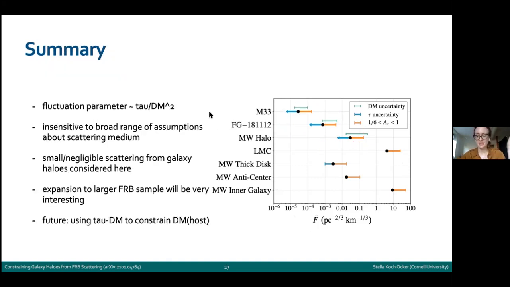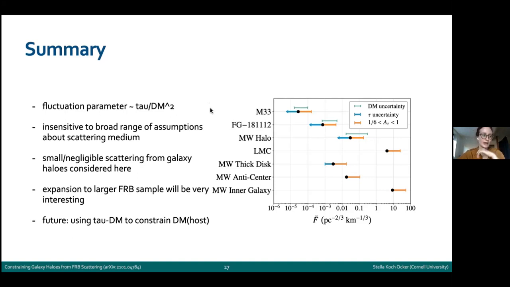So I will just briefly summarize. The fluctuation parameter, as I just said, is fairly straightforward to calculate from scattering measurements. At least for the lines of sight that we consider, we see a small to negligible amount of scattering from galaxy halos, at least those considered here. But certainly expanding this analysis to a larger sample of FRBs will be really interesting.